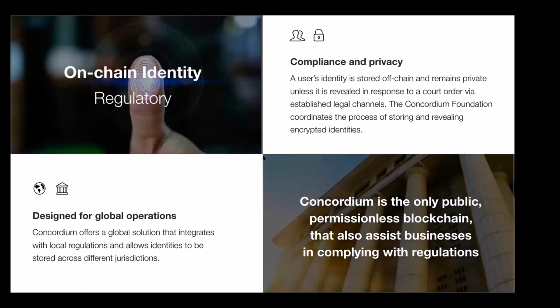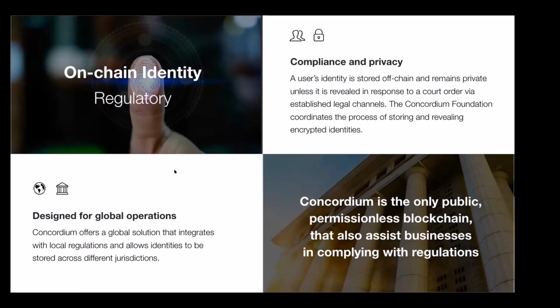All right. So let's speak a little bit about the on-chain identity and compliance. A user's identity is stored off-chain and remains private. Which means that even though it's a public blockchain, all of your data is very secure, and even Concordium doesn't know about it. It cannot be easily revealed unless there is a court order. So this is how we stay compliant when it comes to regulations.